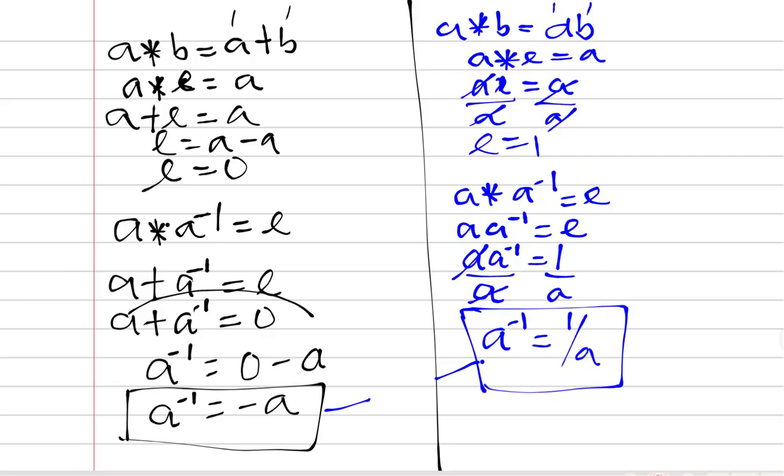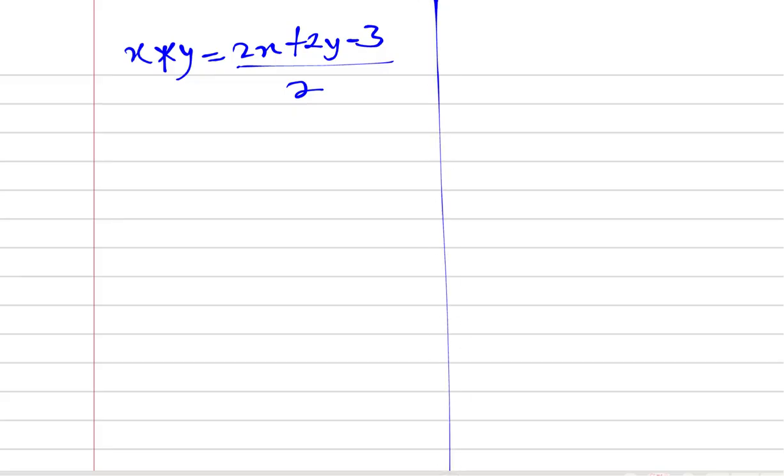Alright, so the last example here, the question says x star y is equal to 2x plus 2y minus 3 all over 2. You want to find the inverse element. For you to find the inverse, you need to find the identity first. And what's your identity? A star E equals A. So that will be what?